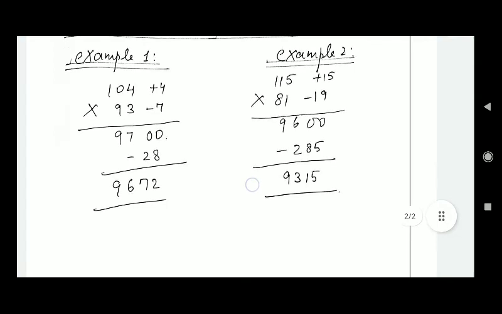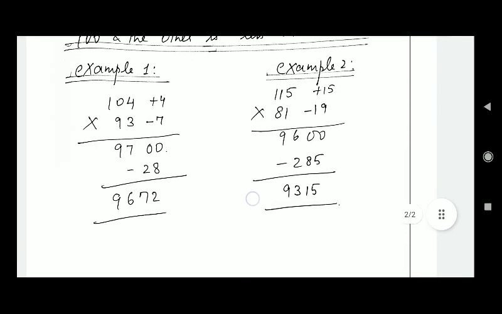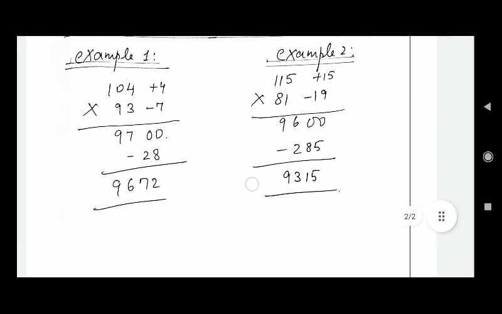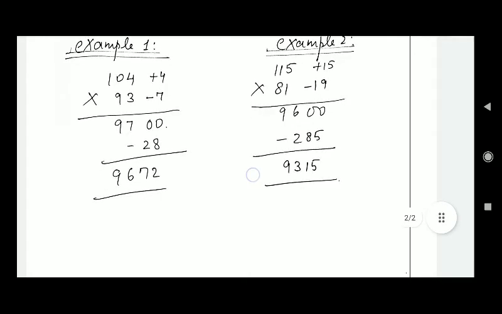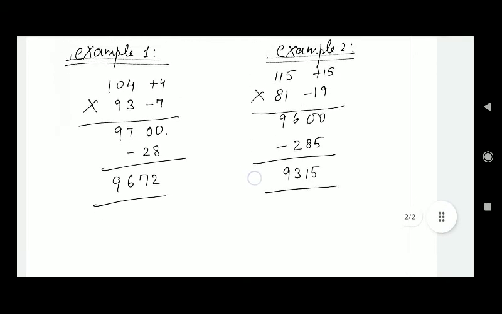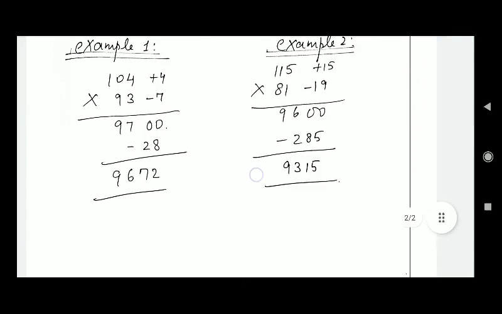Now what I am doing is, the last two digits I am writing as 00. And regarding the first two digits, 104 minus 4 or 93 plus 4, either of which will give me the same value, which is 97. So I am writing 9700, and the 28 which I got by multiplying plus 4 and minus 7, I am subtracting from 9700, which will give me the final required answer. So 9672 is my final required answer.